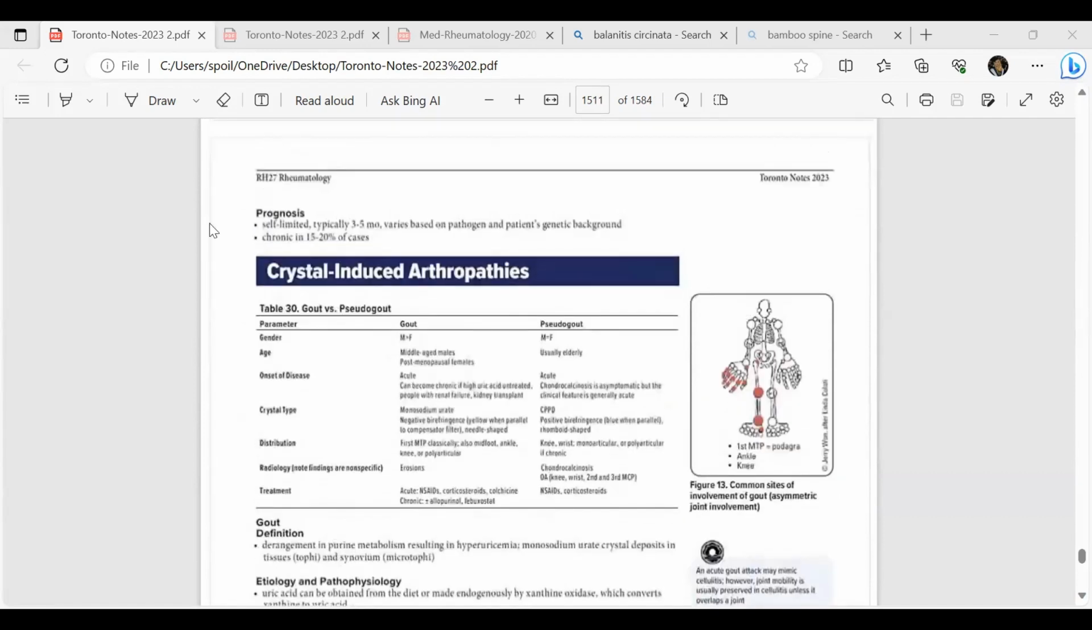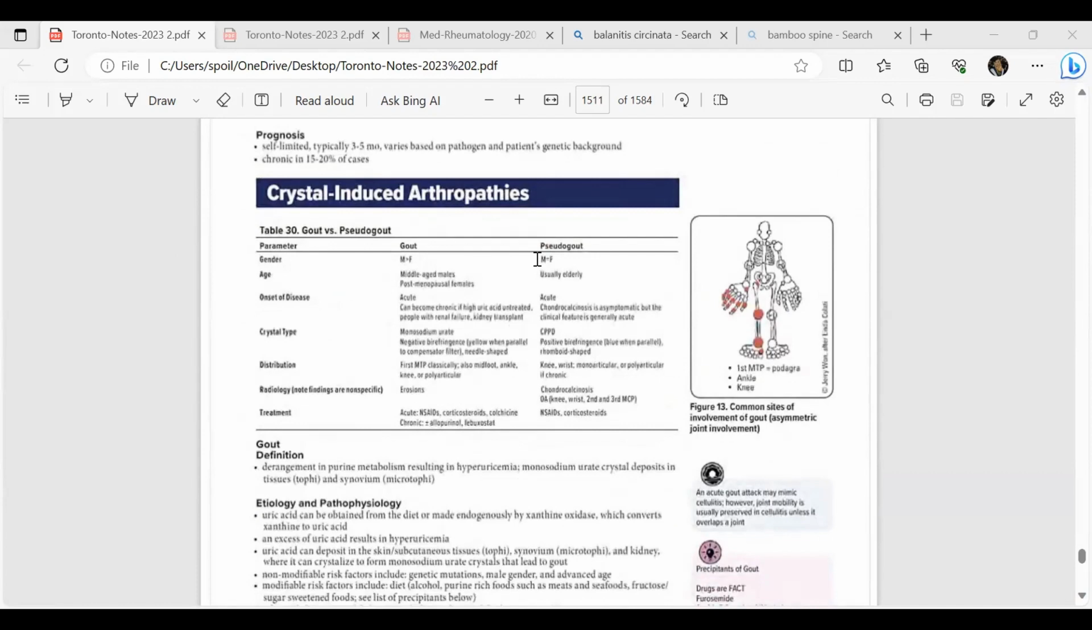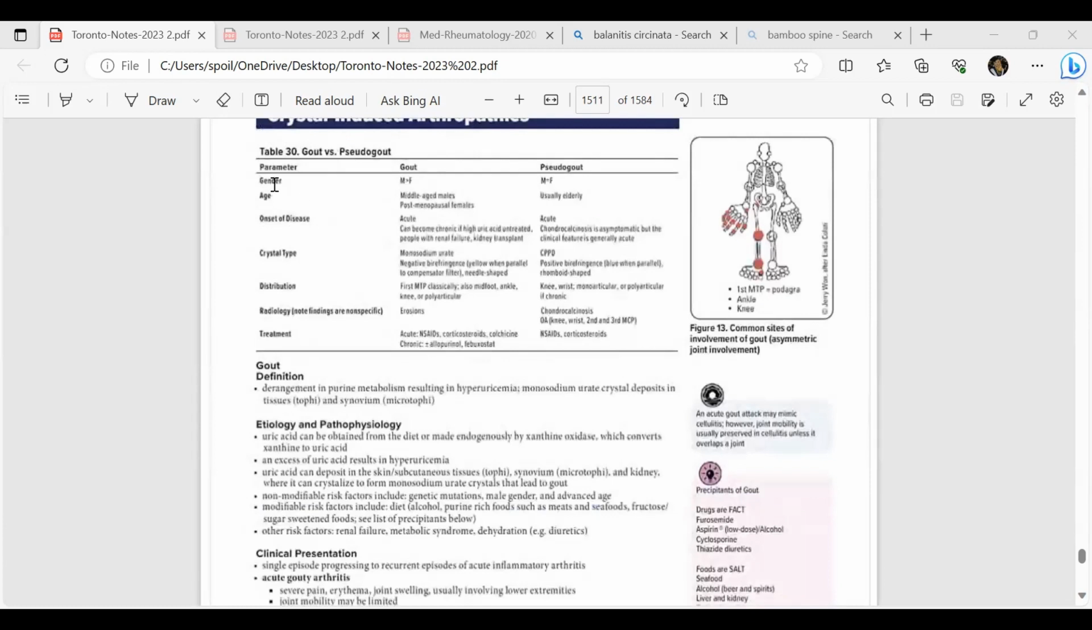So now we are going to start crystal induced arthropathies, which are gout and pseudogout. So this is the comparison. Gender: in both, males are more prominent. Age: gout is middle-aged men and post-menopausal women, whereas pseudogout is usually elderly. Onset of disease is acute in gout. Pseudogout is also acute.